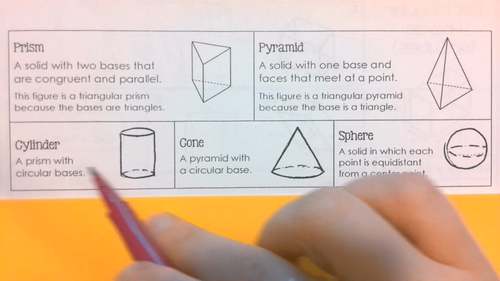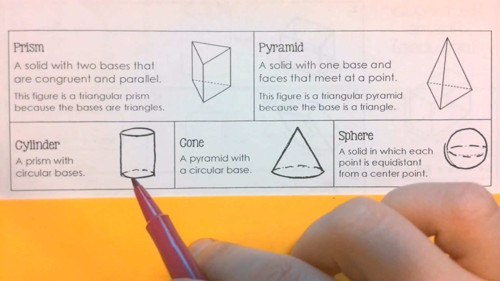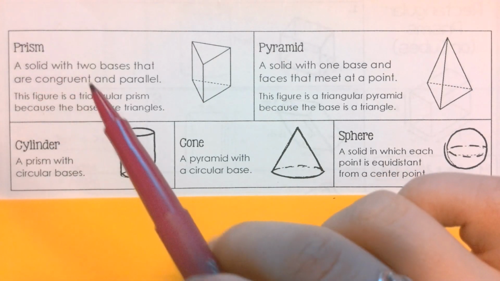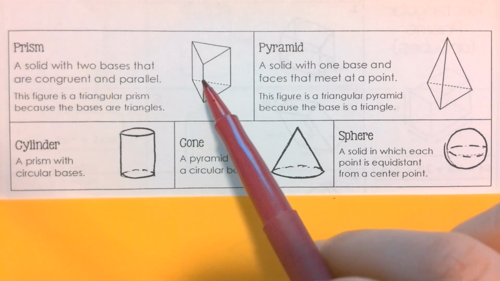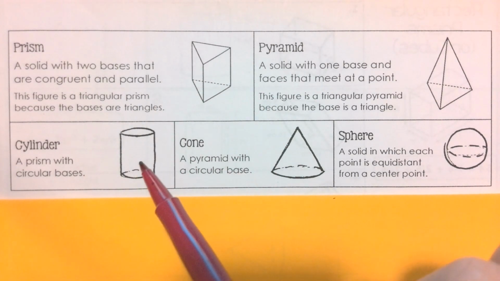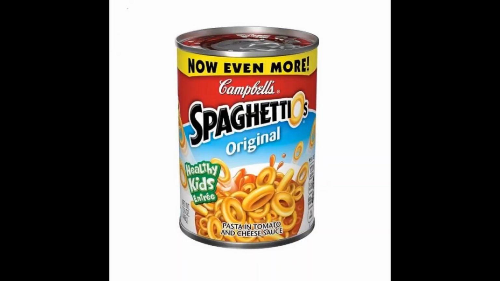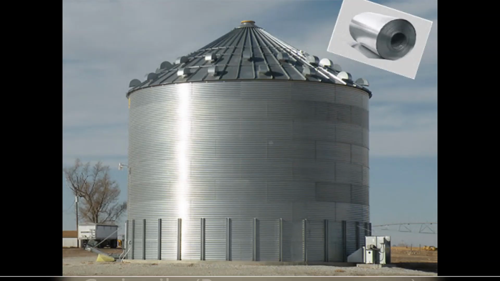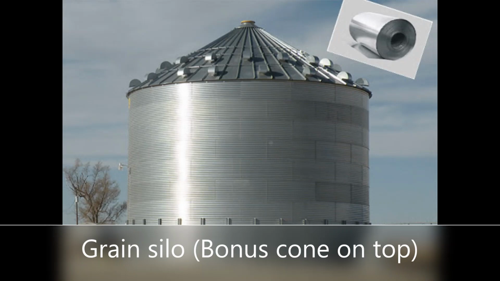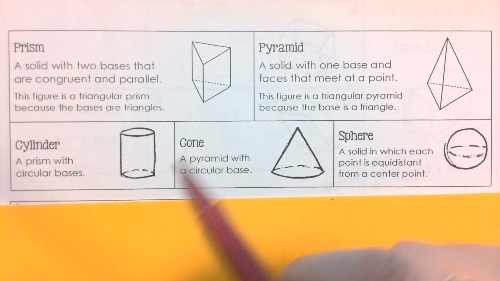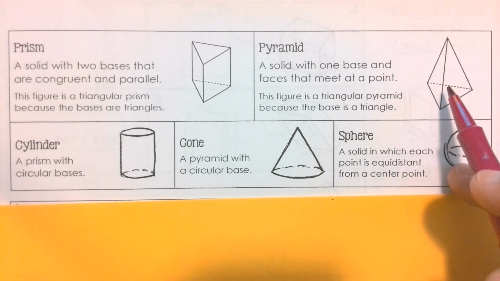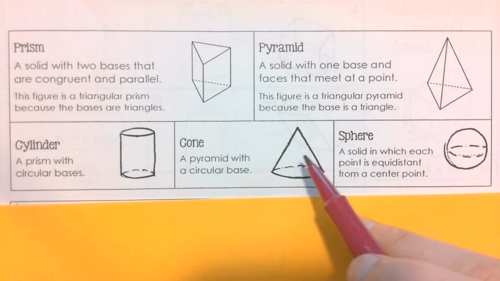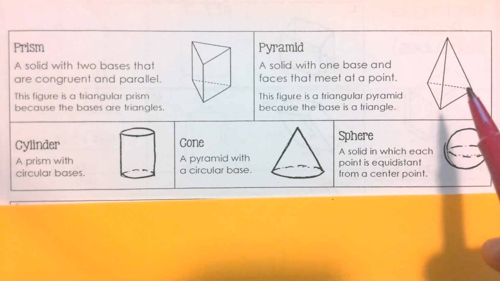The cylinder is basically a circular prism. We're just not allowed to call it that because remember the prism has all other faces that are rectangles and the cylinder doesn't have that. The cone is similar to the cylinder in the fact that it's kind of like a circular pyramid. We're just not allowed to call it that because its other faces are not triangles.